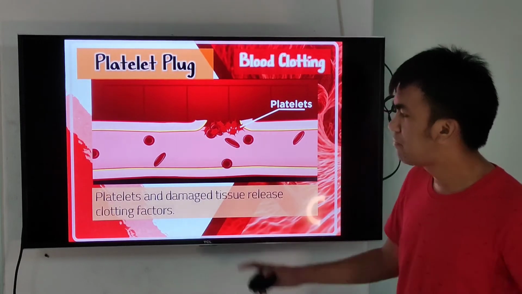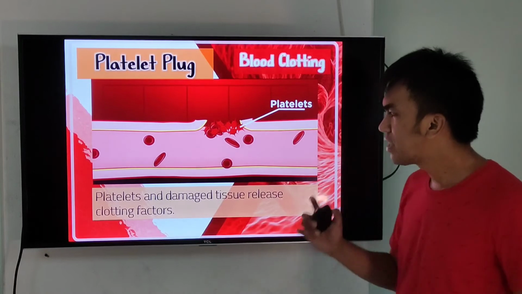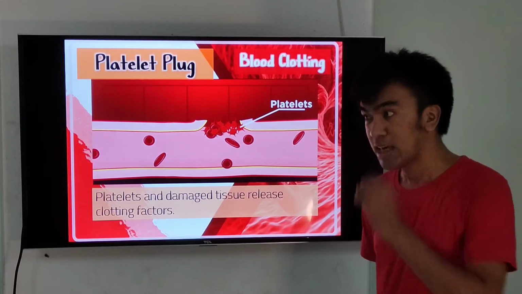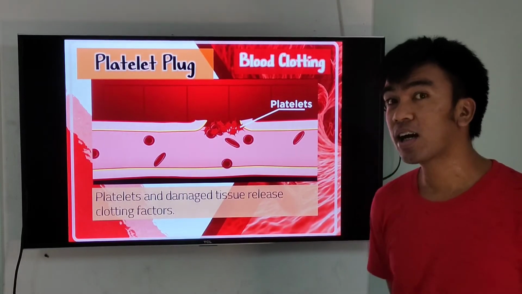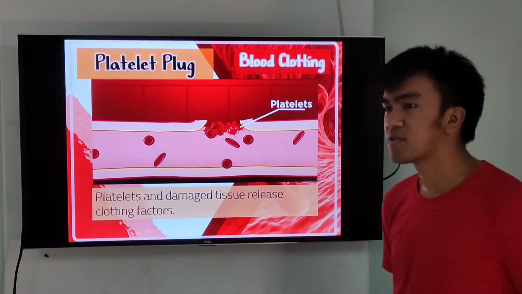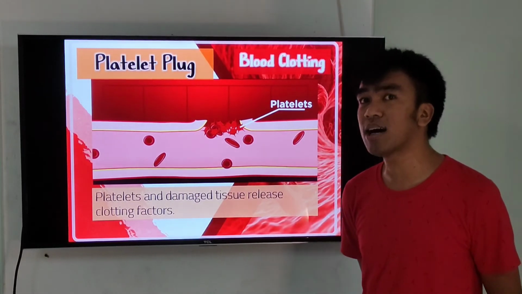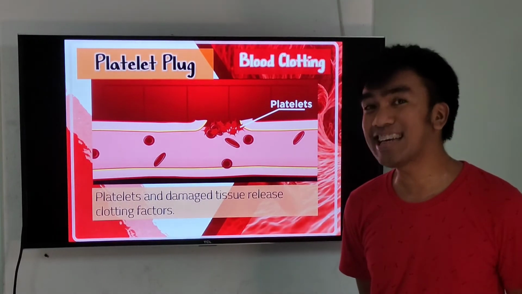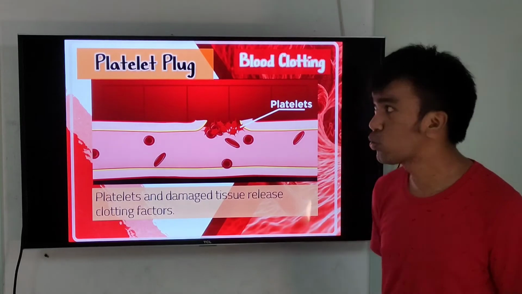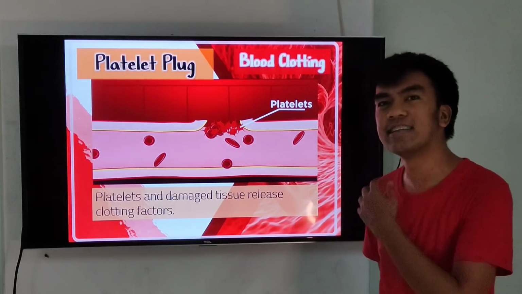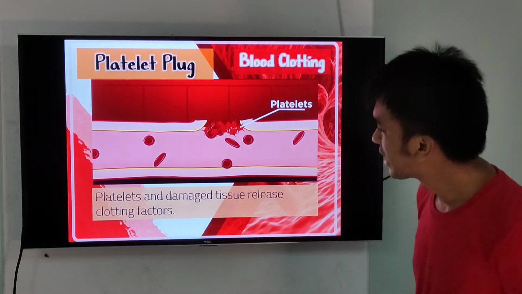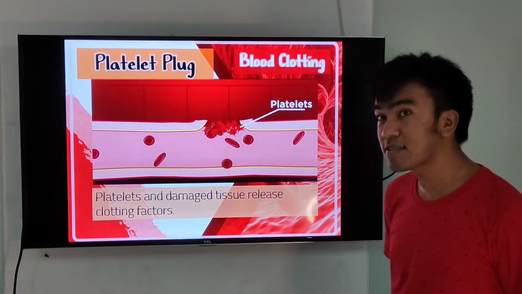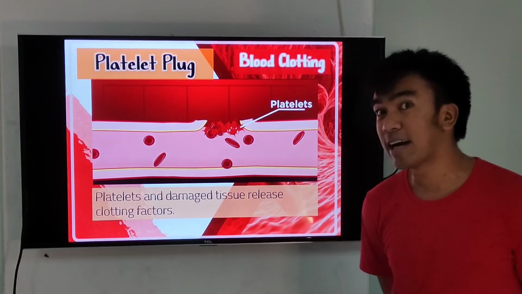And then also, the platelets and damaged tissue release clotting factors. These clotting factors are also known as the coagulation factors. So there are 13 coagulation factors in human blood and tissues, and they are designated by Roman numerals 1 to 13. So also, the coagulation factors trigger the production of fibrin.